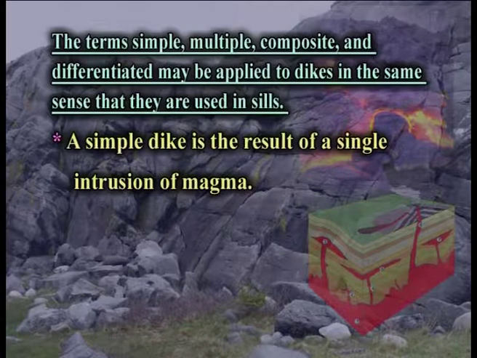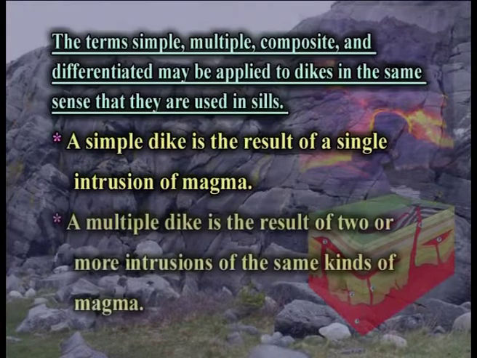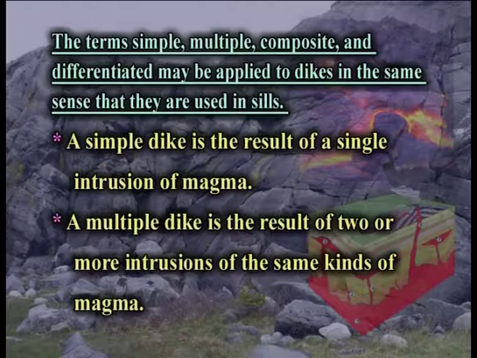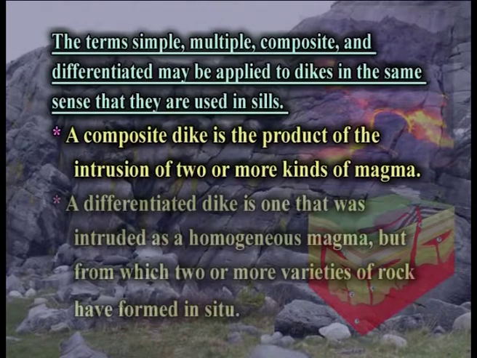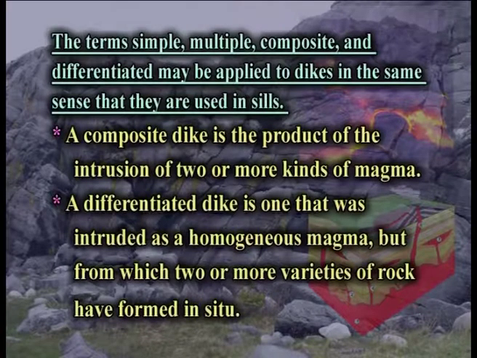A simple dike is the result of a single intrusion of magma. A multiple dike is the result of two or more intrusions of the same kind of magma. A composite dike is the product of the intrusion of two or more kinds of magma. A differentiated dike is one that was intruded as a homogeneous magma, but from which two or more varieties of rocks have formed in situ.